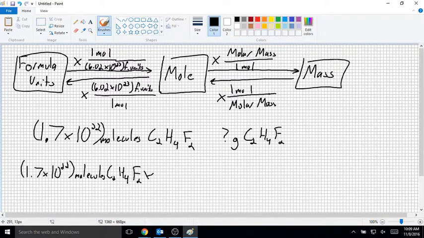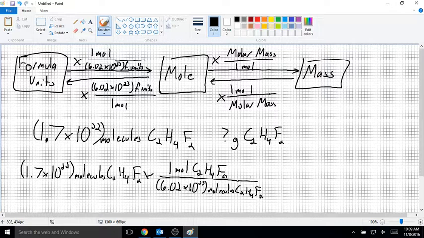Okay, so my first conversion is times 1 mole of what I have over 6.02, 1 mole C2H4F2 all over, because 1 mole of that would be like dicarbon, tetrahydrogen, difluoride. 1 mole of it has 6.02 times 10 to the 23rd molecules C2H4F2. All right, don't have to write molecules anymore. So that's my first conversion to go from formula units to moles. And now my next one is going to go from moles to mass. So in that arrow, looks like I'm going to take my molar mass over 1 mole.